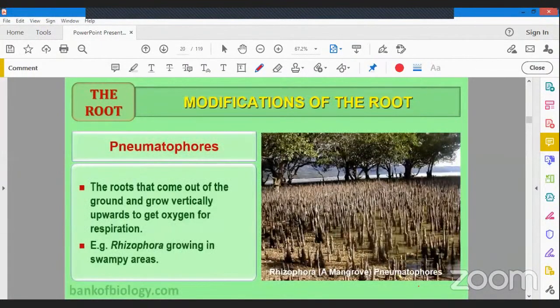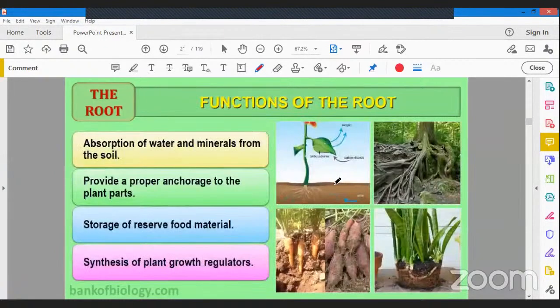So next we'll go to the next part. Functions of root. What are the functions of root? Absorption of water and minerals from soil, provide proper anchorage to the plant so that they get fixed to the soil, storage of reserve food material, and synthesis of plant growth regulators. When they ask about plant growth regulators, what does that mean? They are auxins, gibberellins, cytokinins, plant hormones, and the root helps to produce them. So take it down.